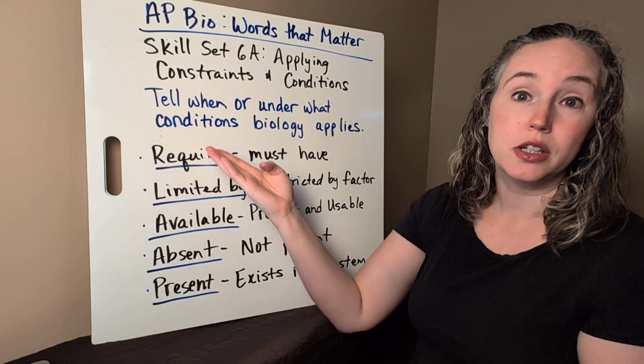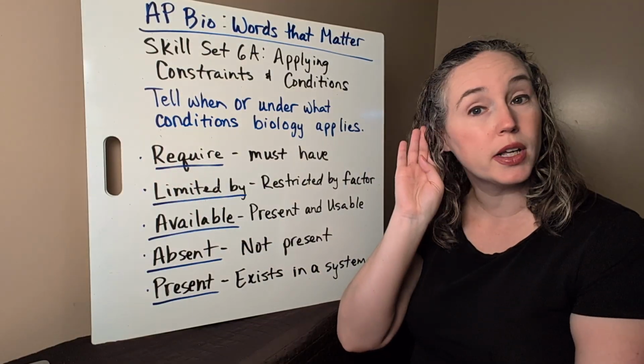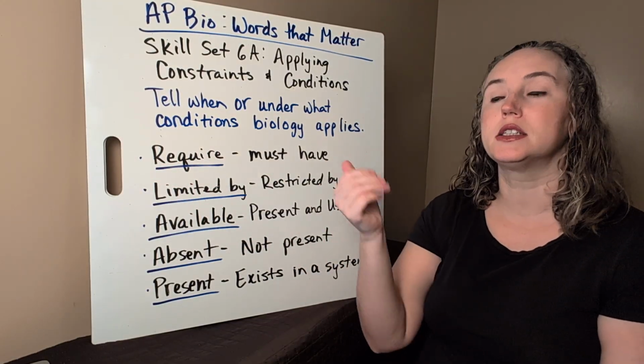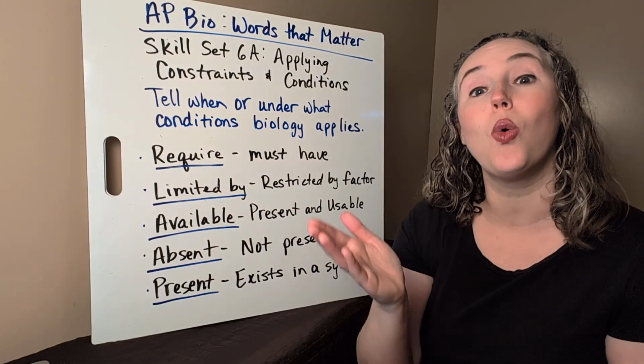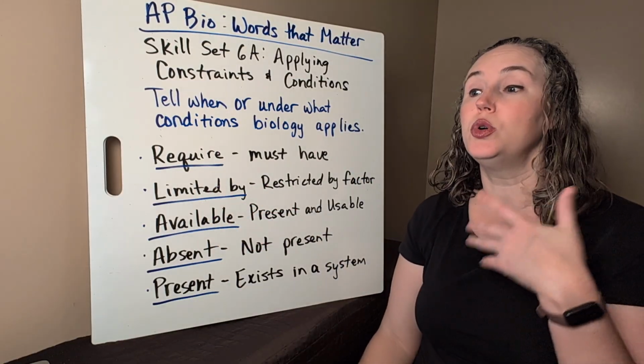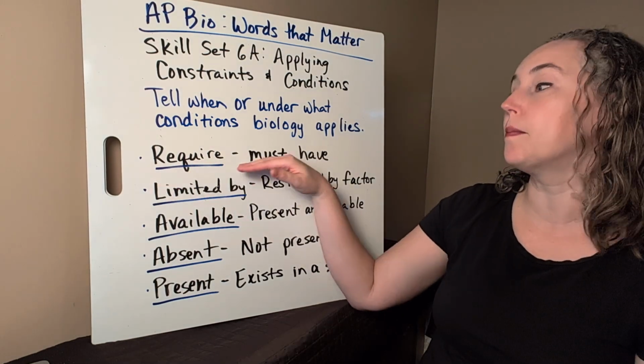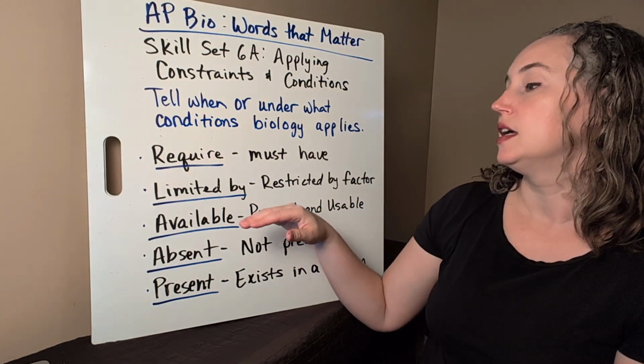When AP Bio says require, you want to hear must have. So an example would be cellular respiration requires oxygen to produce ATP efficiently. That means it must have oxygen.